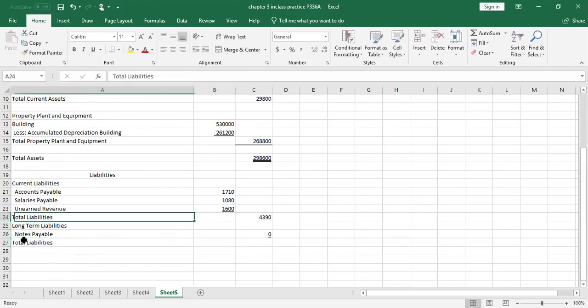Whoops, this should say total current liabilities. Sorry about that. Getting ahead of myself there. So it should be total current liabilities when you total up just the current liabilities. Total liabilities would be current plus long-term liabilities.